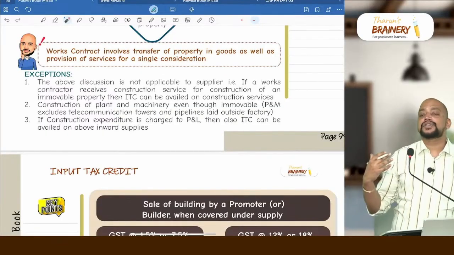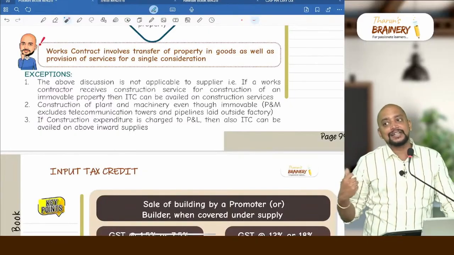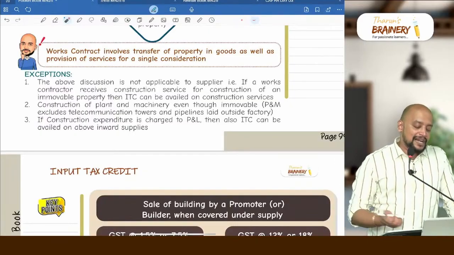For example, construction of lifts, escalators, etc. If they receive any construction service, can they take ITC? Yes, because that is plant and machinery.